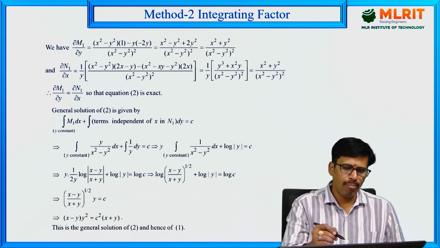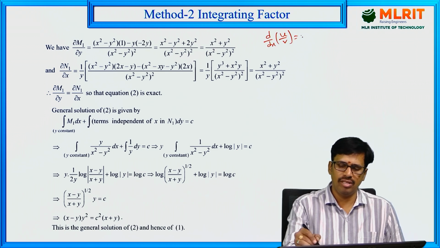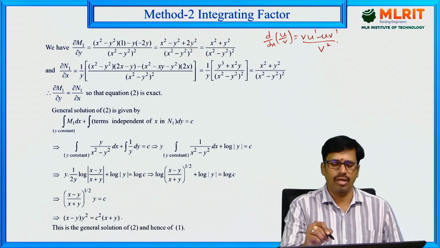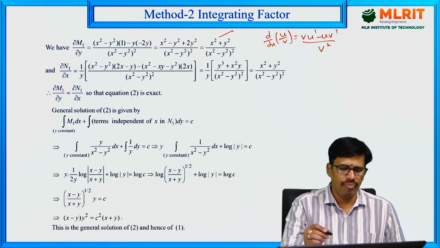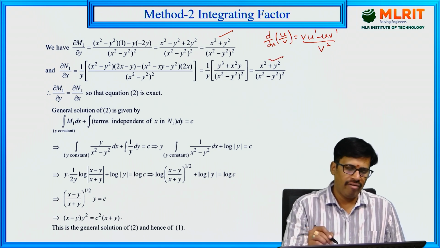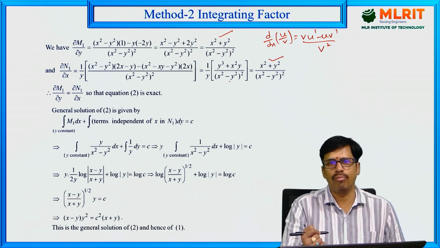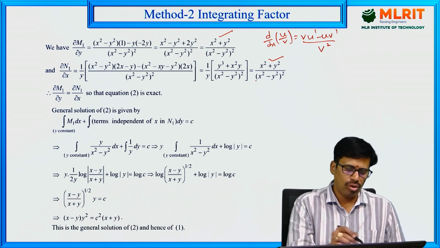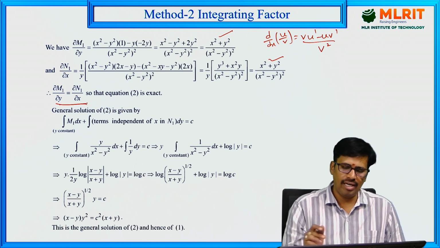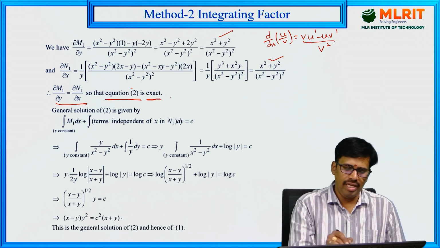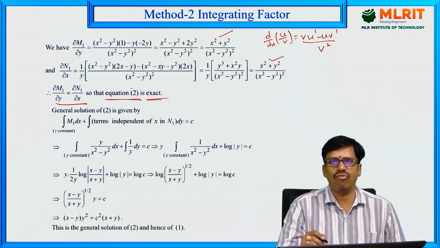So dou M1 by dou y, apply the u by v rule. What is the u by v rule? d by dx of u by v is (v u dash minus u v dash) by v square. By using that, we get dou M1 by dou y is (x square plus y square) by (x square minus y square) whole square. Similarly, dou N1 by dou x, if you multiply again by the u by v rule, we get this, both are equal. So we say that this equation 2 is exact. Once it is exact, we know how to find the general solution.